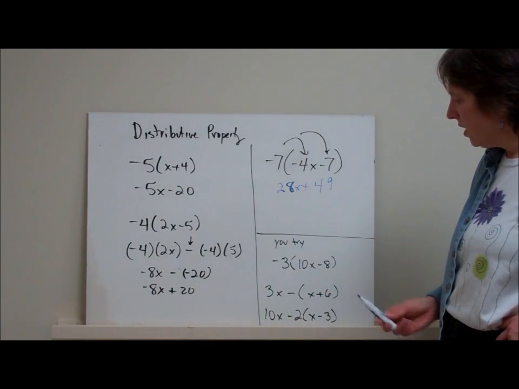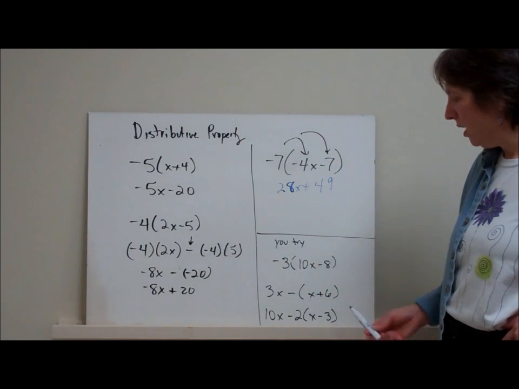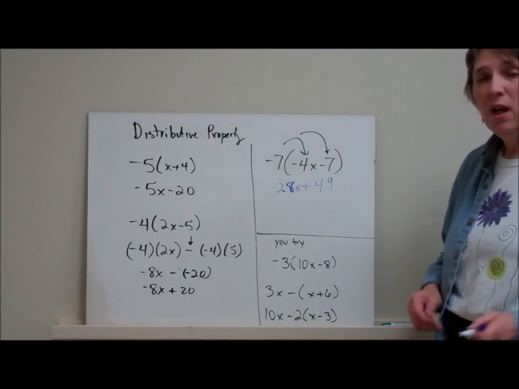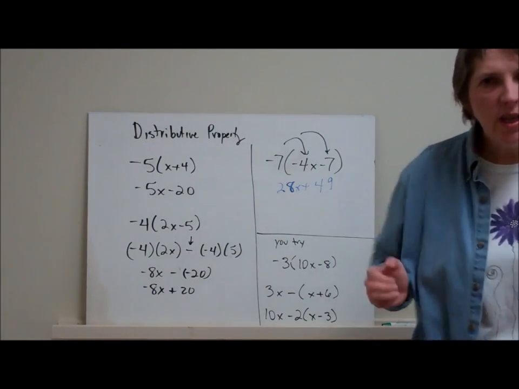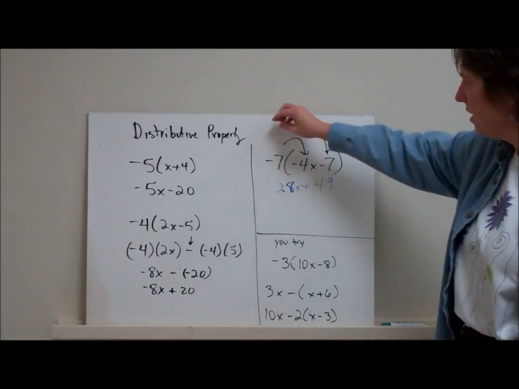-3 times the quantity of 10x minus 8. 3x minus, be careful with this one, the quantity of x plus 6. And 10x minus 2 times the quantity of x minus 3. Stop the video. See how you do. Come back when you're ready. Let's see how you did.